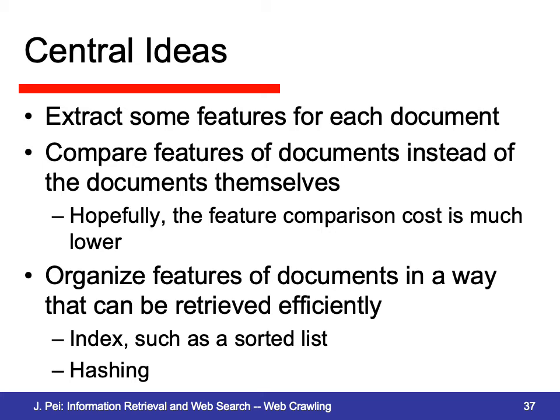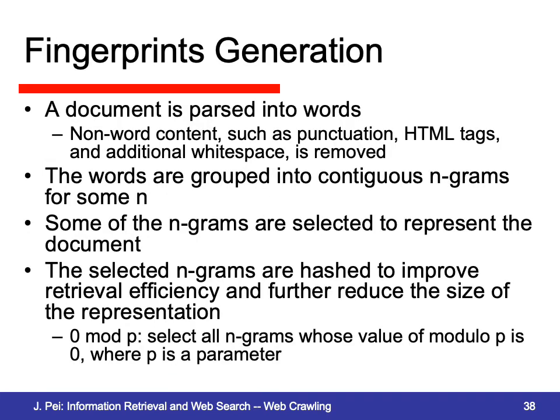And then we can organize those features of documents in a way that can be retrieved efficiently. For example, we can build an index such as a sorted index list, or we can do hashing. One approach to produce such features is called fingerprint generation. In order to generate fingerprints, we can partition documents into words, and each word is parsed. Those non-word content such as punctuation, HTML tags, and additional white spaces can be removed.